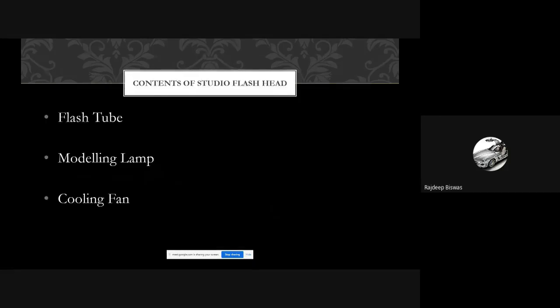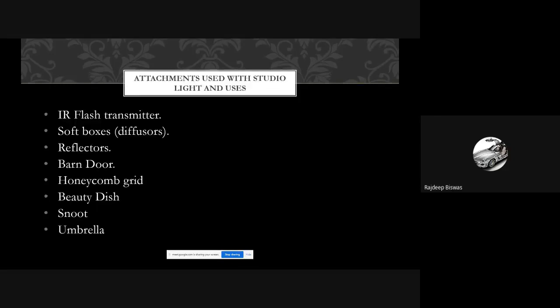Okay. These are the different components of a studio flash head. One is the flash tube, the round one, which is actually your light, which flashes. The modeling lamp, which is used to show the effect the light is going to give you. And last but not the least, and very important, the cooling fan. Because with continuous use, heat is generated and a cooling fan is required to dissipate the heat.